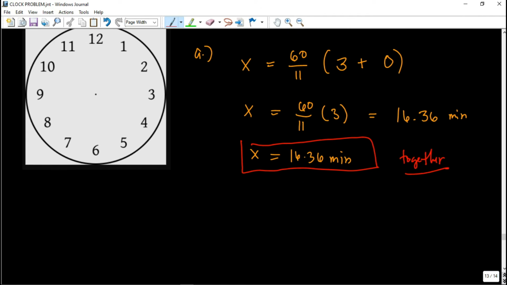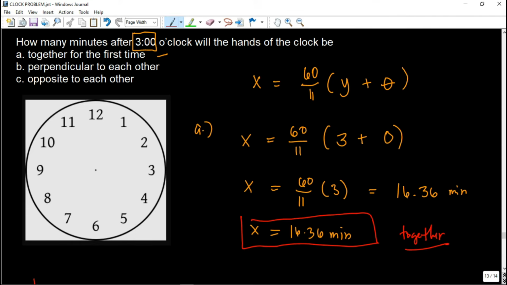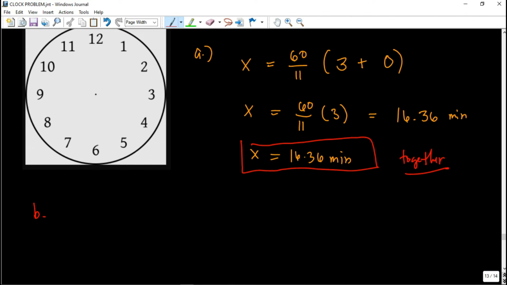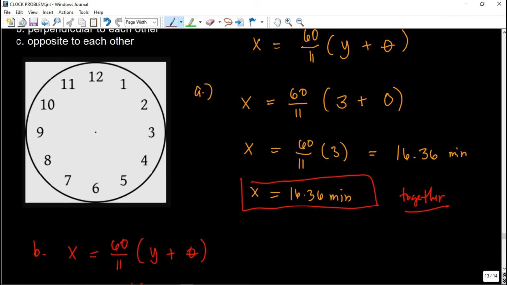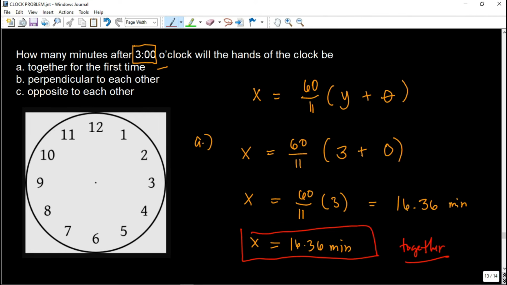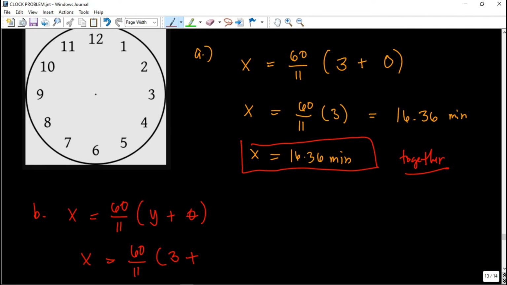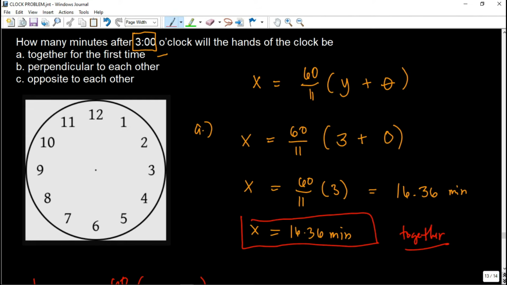Okay, letter B tayo. What is required for letter B? So, perpendicular to each other. Okay, let's solve for it using the formula. So, x is equal to 60/11 times the quantity y plus theta. Okay, x is equal to 60/11 times, what is y? Of course, given tayo ng y. Yan yung time. Okay, constant yun. So, 3 plus theta.